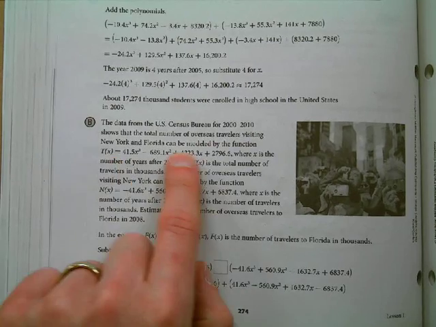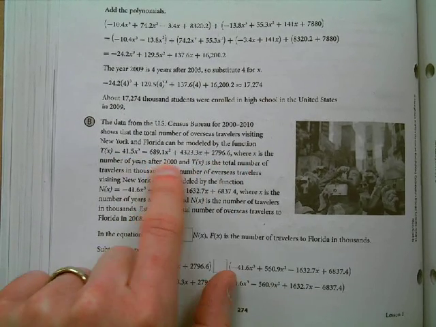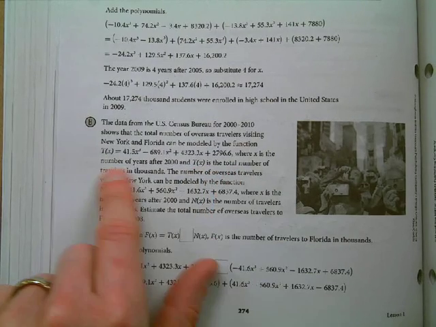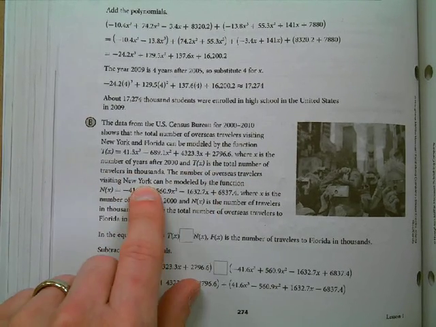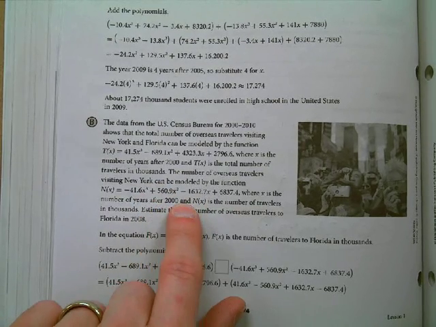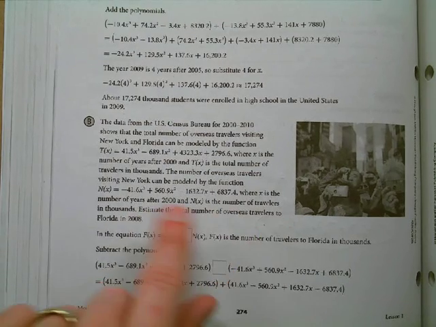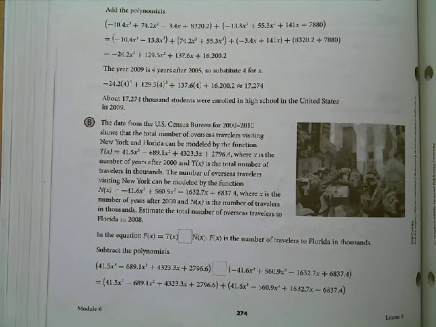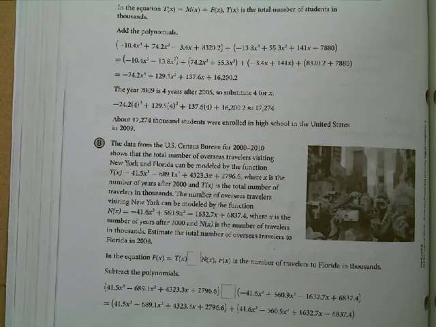The number of overseas travelers that visited New York can be modeled by this function, where x is the number of years up to 2000, and N of x is the number of travelers in thousands. Estimate the total number of overseas travelers to Florida. So now in this case, what should we do with these two functions? Subtract. Take the total, subtract the New York numbers, and then the remaining will be the Florida model, the Florida polynomial. And you can see it here.